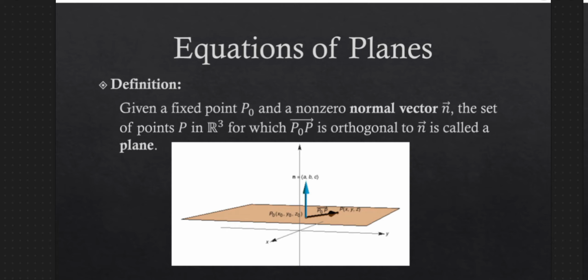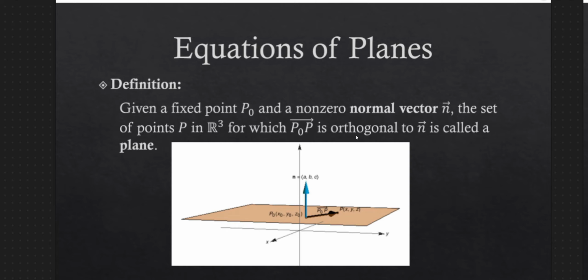In this video, we are discussing equations of planes. What we need to start with first is what exactly is a plane. Of course, we have a mental picture of a plane in our heads, but we have to go a little bit further to actually come up with a good working definition for a plane.